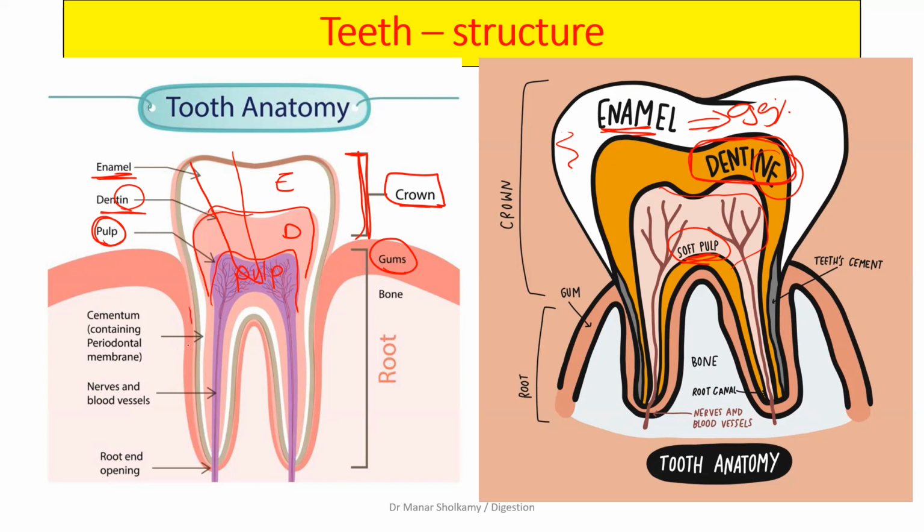Now you have a layer here that holds the tooth to the gums. This layer is called the cementum, or just cement is fine. It holds the tooth to the gums. It's weaker, of course, than the enamel and the dentine, and it can also become carious. If your oral hygiene is very, very bad and the decay reaches the cementum, your tooth will become loose and then it will fall out. So these are the different layers of the teeth.